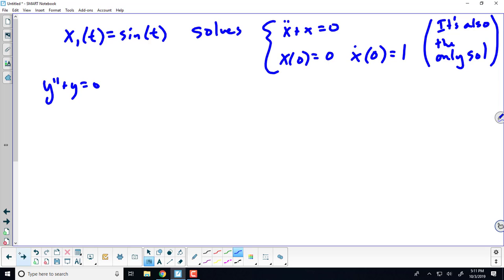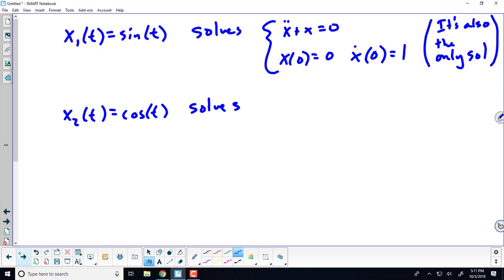Okay. And x2 of t equals the cosine of t. What does it solve? What IVP does it solve? Yeah, where x of 0 is 1 and x dot of 0 is 0, and that's for the same ODE. Okay.